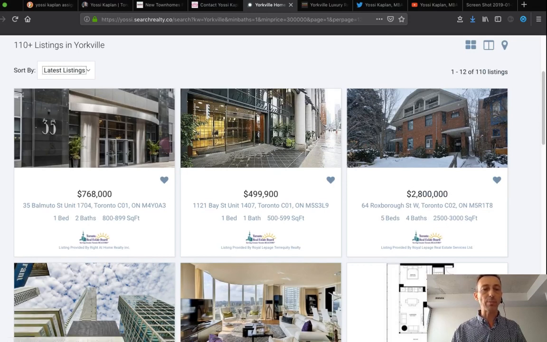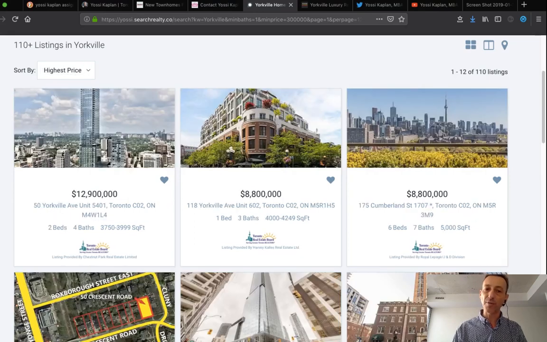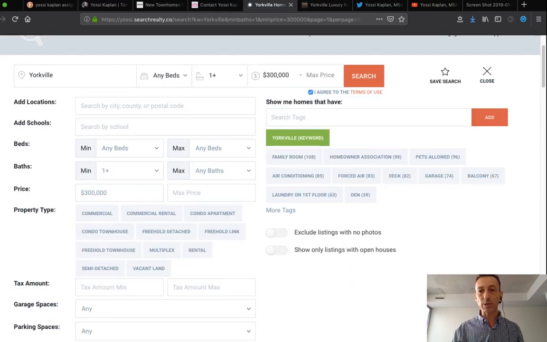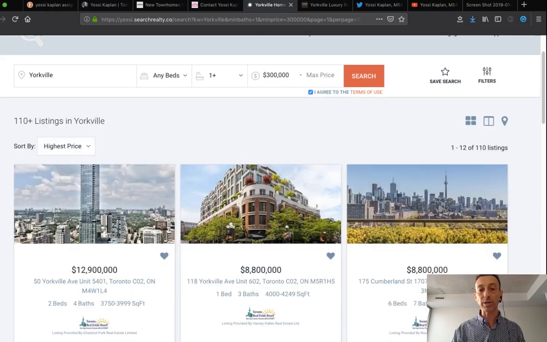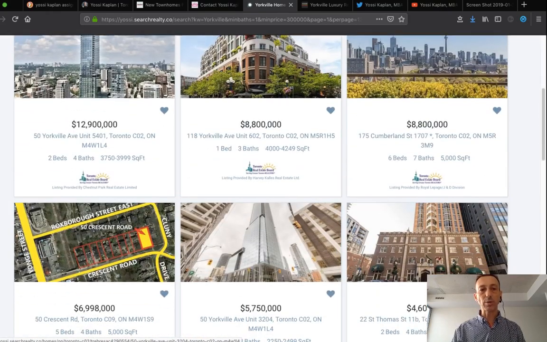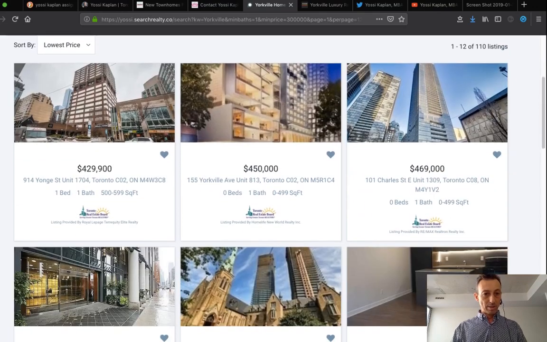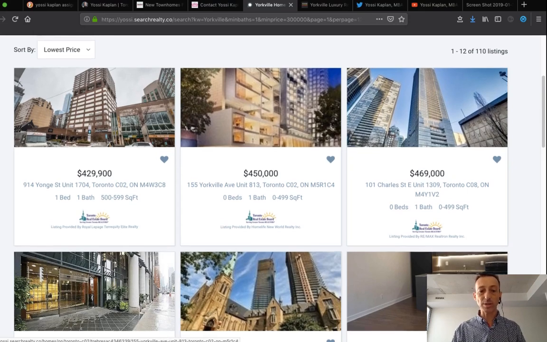If you want to see the most expensive in Yorkville, that's always fun. These are set for condos only, but you can change that in the filter if you want. You can add the houses, but right now this is how I had it pre-made for the site, and you can see what's going on. And just for kicks, what's the cheapest thing in Yorkville right now? 914, okay, that's an older building, but I've been there. It's all right. 429.9. Okay, 450 for a little studio. It's still a good crash pad.